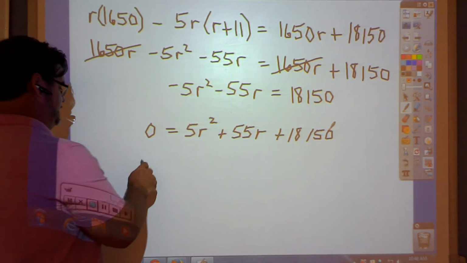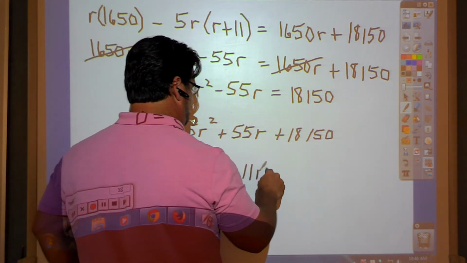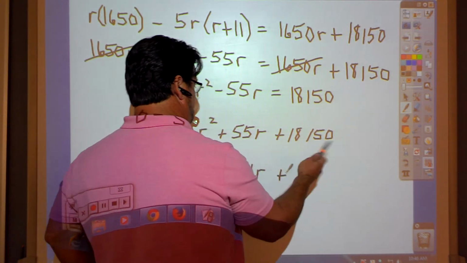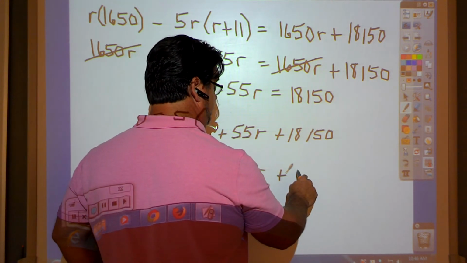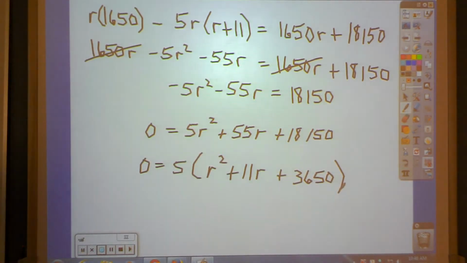Take out a 5. R squared plus 11r plus, what does that come out to be? 3,000, what? 3650. Miss Rose, I still get a positive 3650. We worked on this problem before class. And 55 and 66 will give you 11, but there's supposed to be a negative in there somewhere. At least that's what I come up with, but we're going to check to see what the answer is.